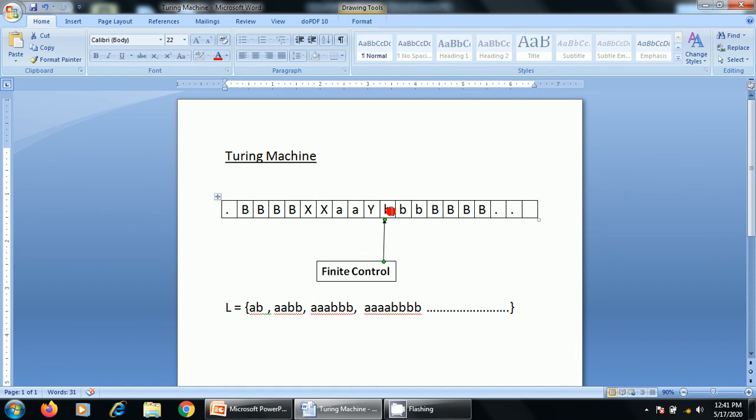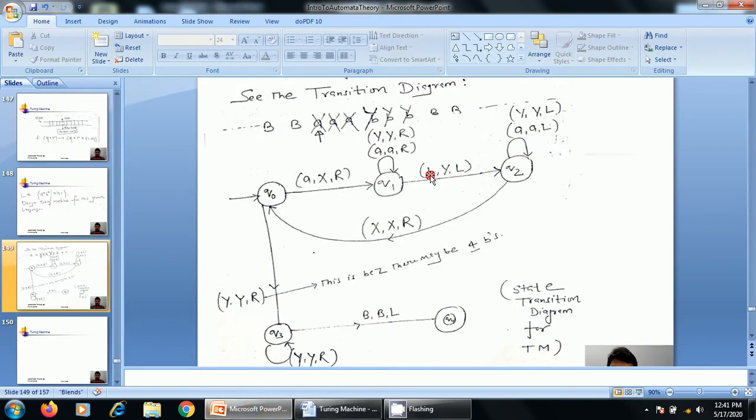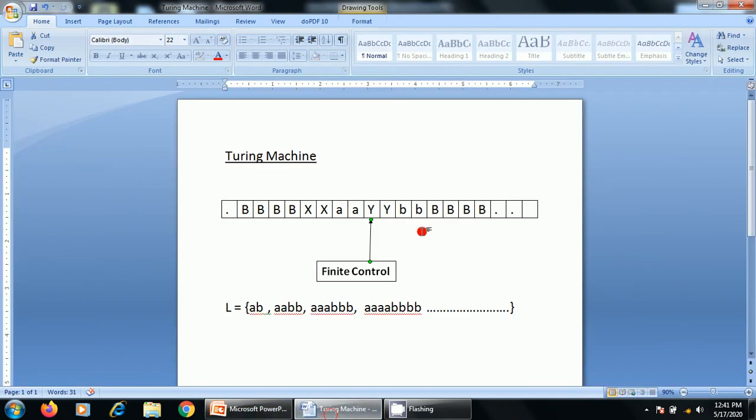Now if there is input b, make it y and move left. That is why I am writing, if there is a b, make it y and move left. And now we are at state q2. Now we are going in the left direction. Why? Because now we are going to search for the next a, the third a.